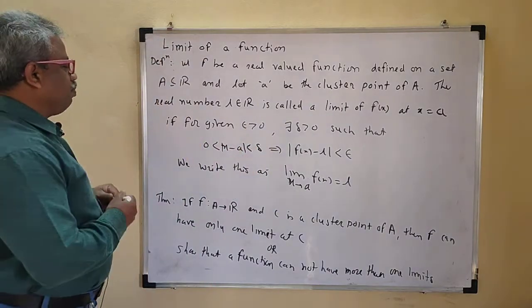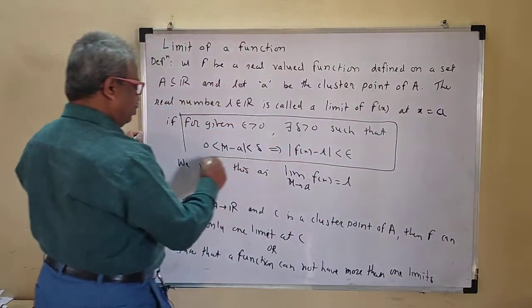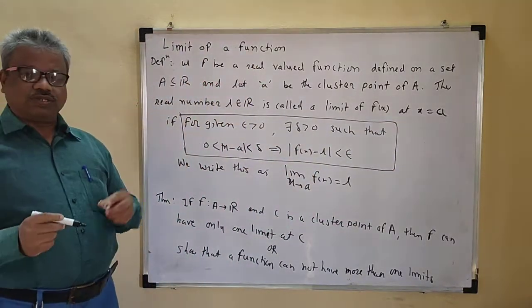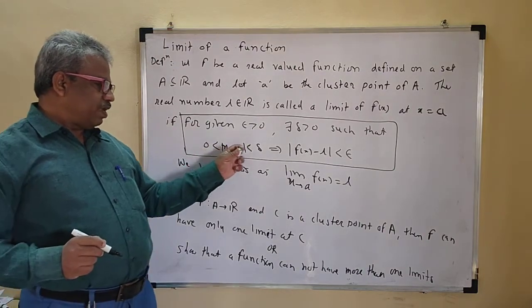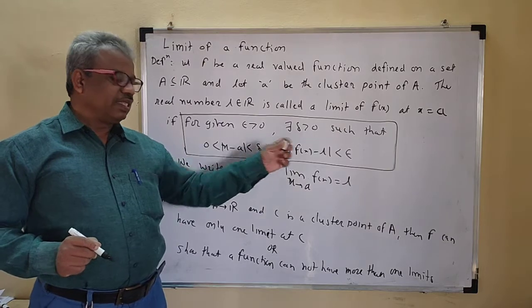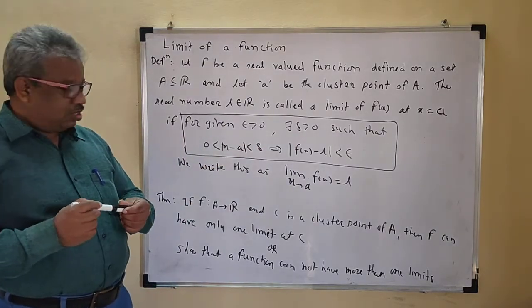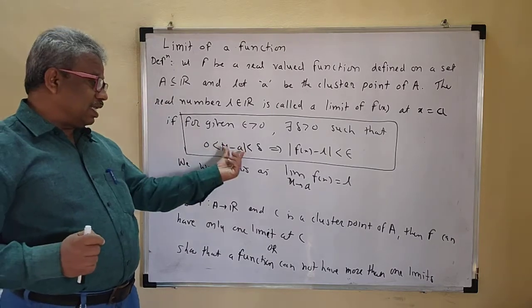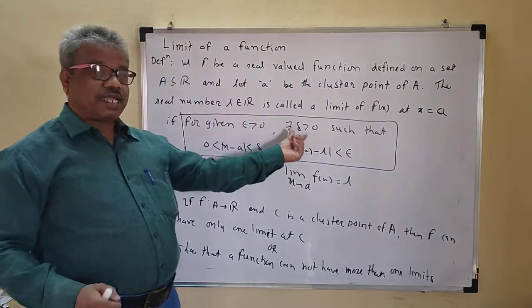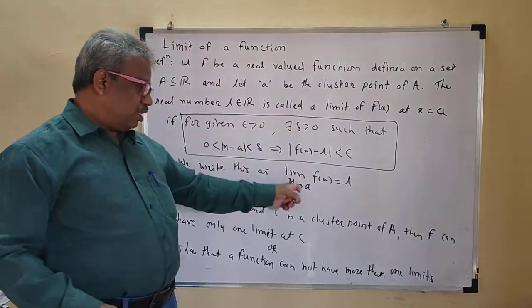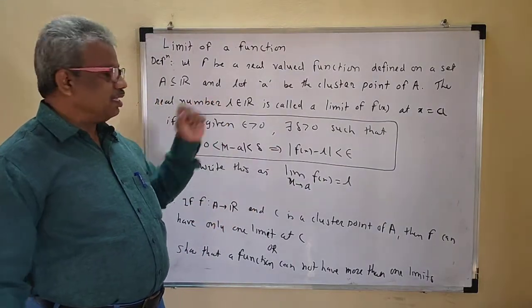If, and this part is very important, for given epsilon greater than 0, there exists delta greater than 0 such that mod of x minus a less than delta implies that mod of f of x minus L less than epsilon. So this is the definition. Whenever x minus a is less than delta, then f of x minus L is less than epsilon. If such a delta exists, then we say that the limit of f of x as x tends to a is equal to L, that is, the limit exists and it is L.